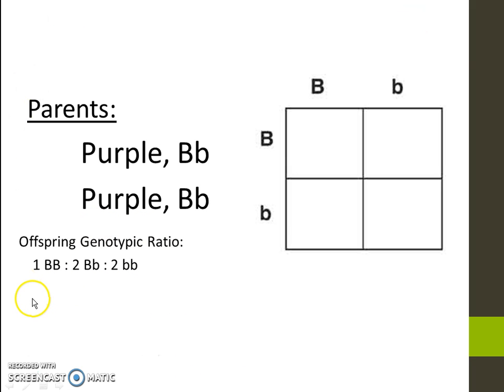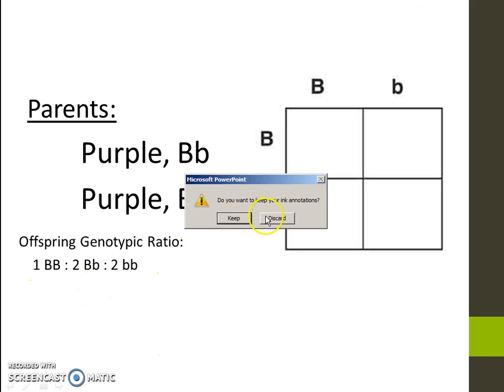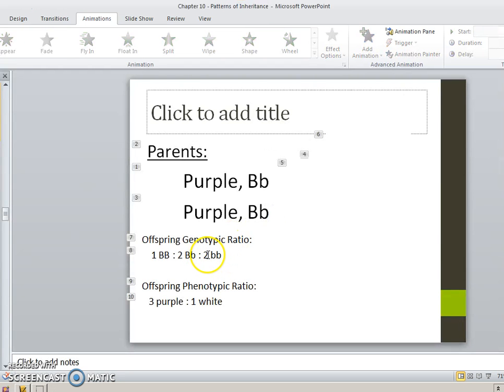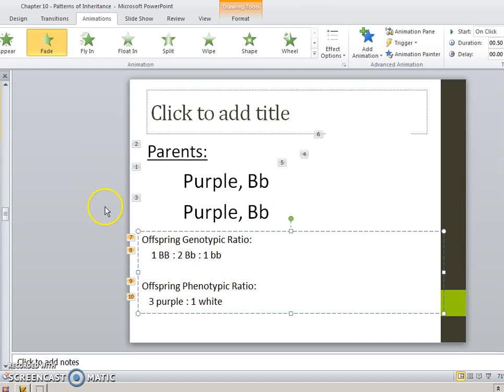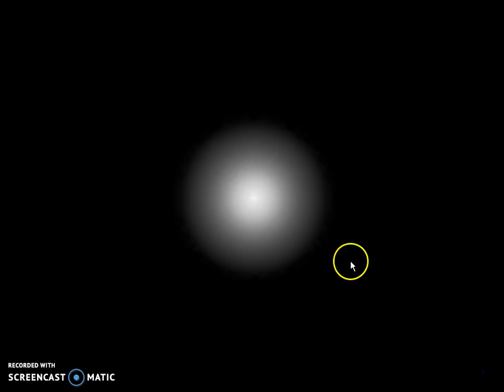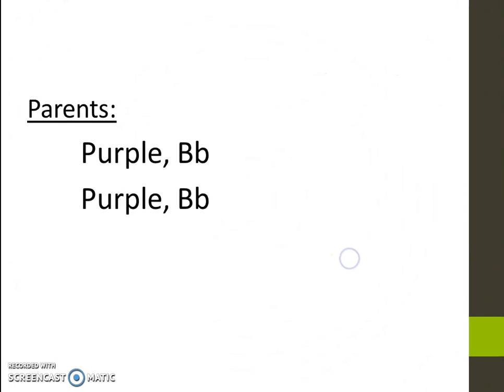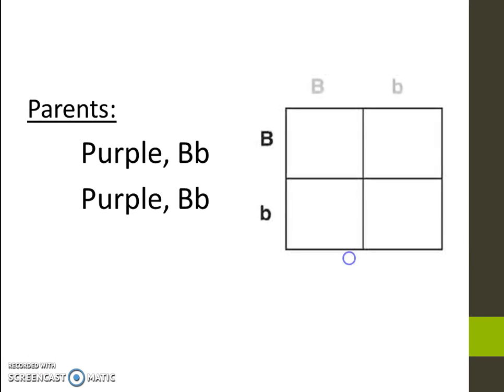So that is a mistake. And I'm going to fix it now because I don't want to start the whole recording over again. So, boom, boom, bada boom. There you go. That's the correct genotypic ratio.